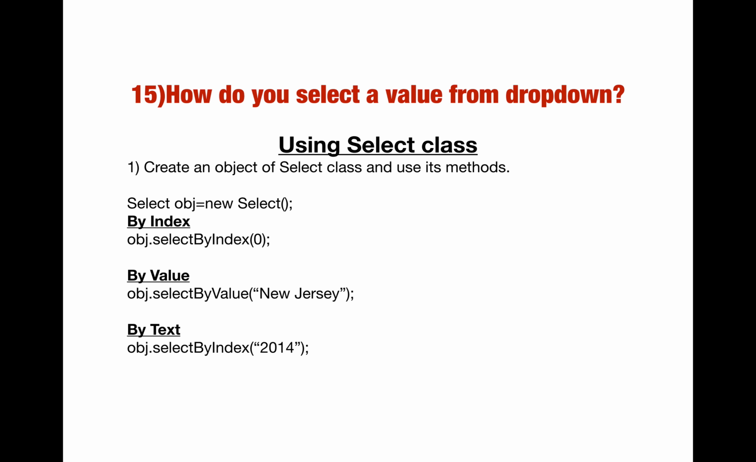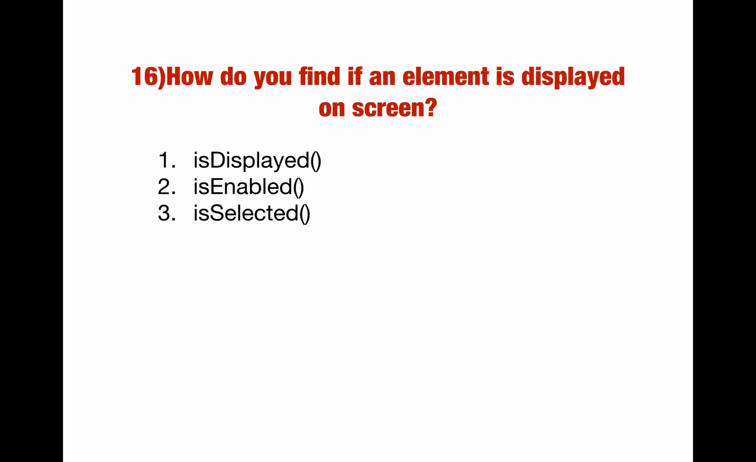So selectByIndex: if you want the first one to be selected from the drop down, I'll say selectByIndex of 0. It will select the first element. In the same way, I can select it by its value. In the same way, I can select it by its text. So when they ask you how you select it, you can say I will select it using the Select class, and I have a number of methods in this class that I can directly use based on what type is available, etc. You can elaborate from here.